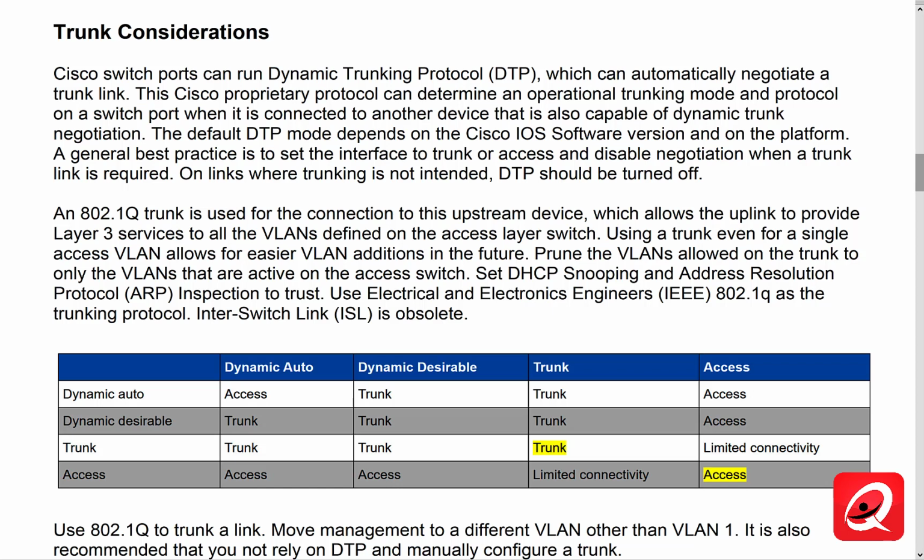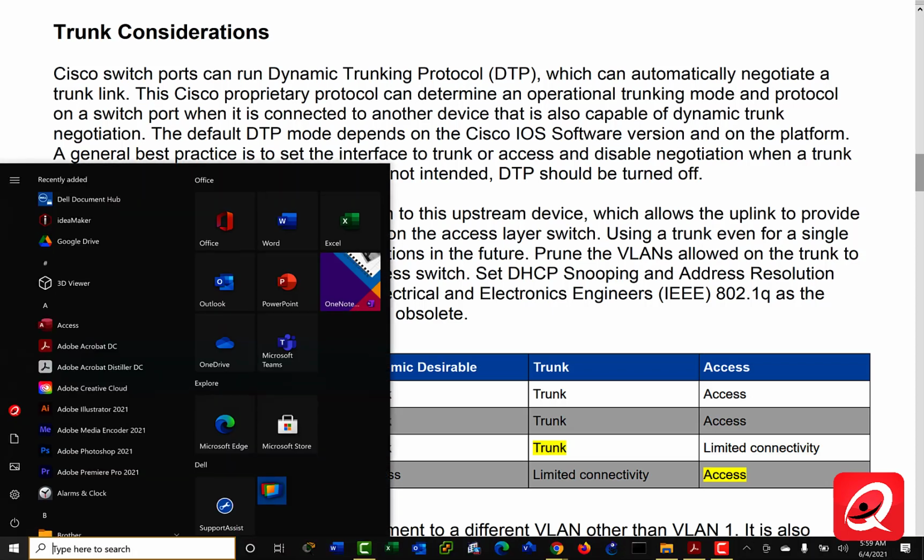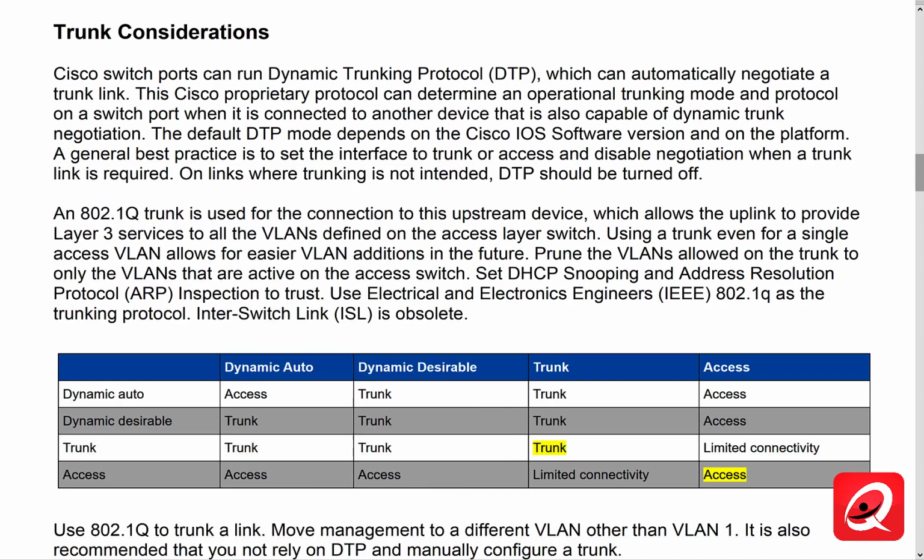In addition, do we want to allow dynamic trunk negotiation? Most Cisco switches come with some form of DTP enabled on the device. Some sort of function on the device that allows for the negotiation of trunking.